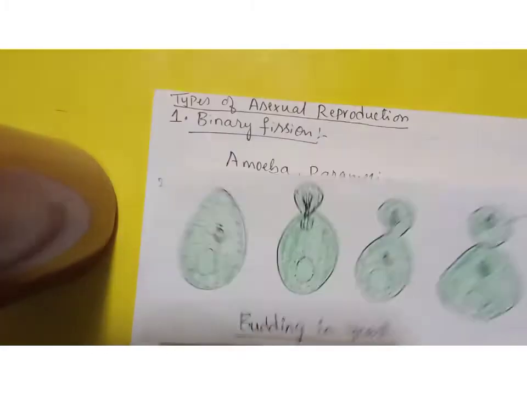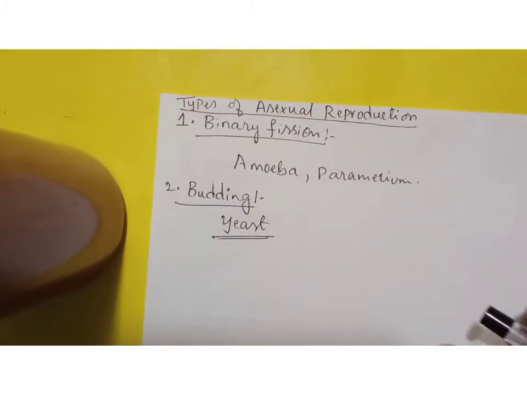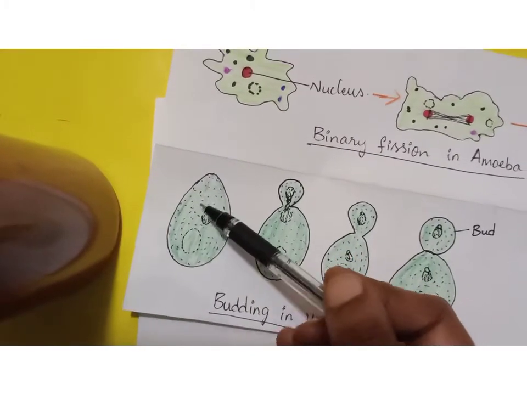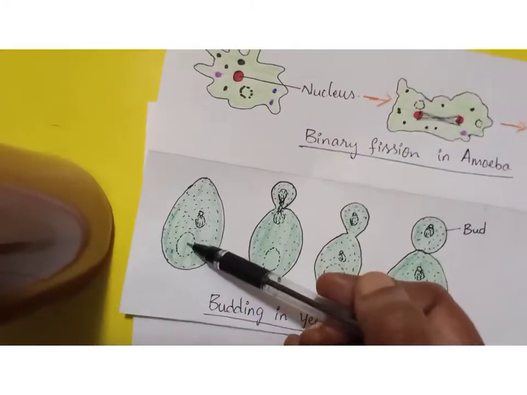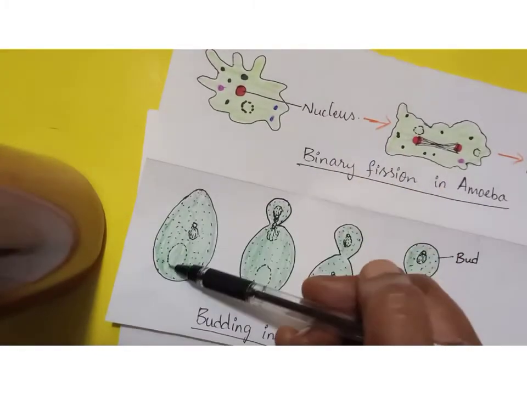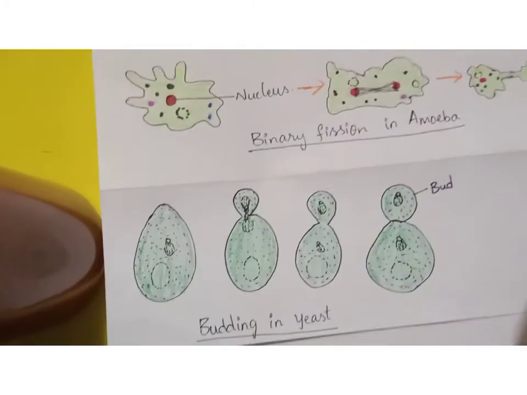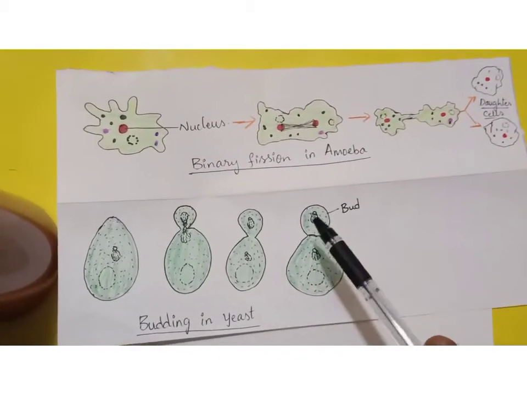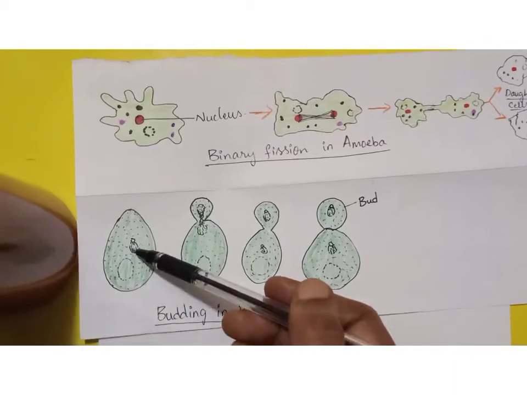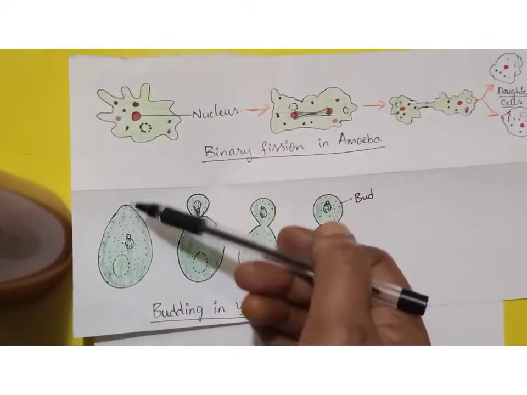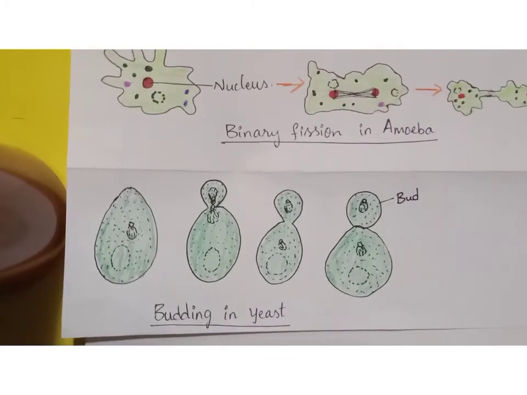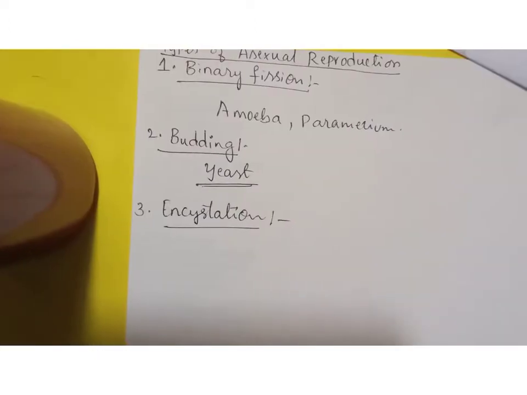So in these two cases, we can see the single cell or the single parent individual is a single one. So one parent leads to the formation of the two daughter cells or newly formed offspring, since there is only one parental individual. So it is a form of asexual reproduction.